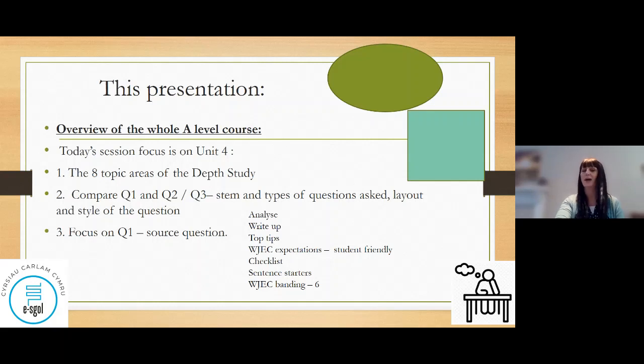So we'll be looking at how to analyse the sources, how to write them up, some top tips, looking at the WJEC expectations and turning them into student and teacher friendly expectations, and looking at a couple of checklists that you might want to use, some possible sentence starters, and then also the WJEC banding at the top level, which is level 6. So hopefully I'm going to refresh some current source skills that you have from this year and from Unit 2, which you did in Year 12, and perhaps give you some new ideas on how to approach the work that you're now going to be doing in your school or college.